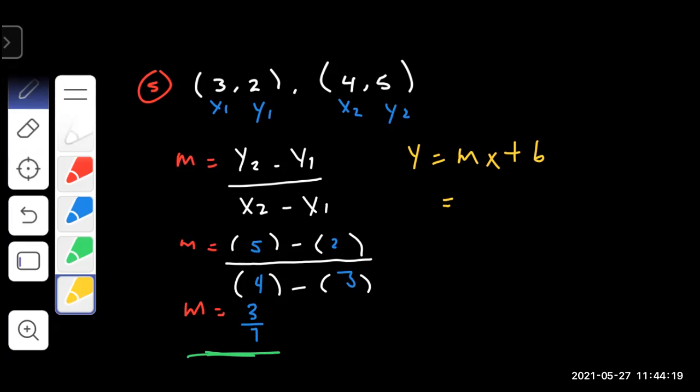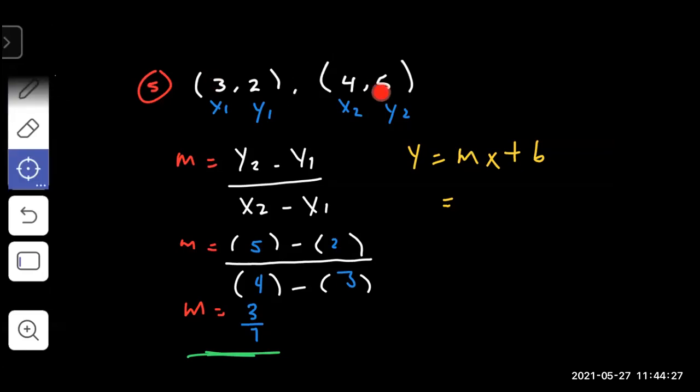The topic is the same: finding the equation of a graph, but in this case, I give you 2 points. The only difference is that I don't give you the slope. That's why you have to find it. And I just give you 2 points.